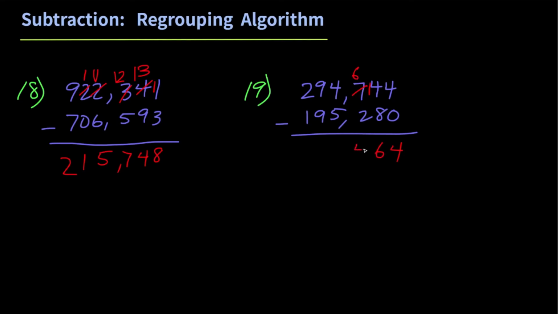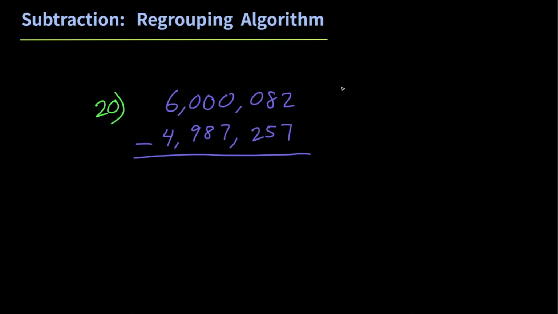6 minus 2 is 4. 4 minus 5, can't do it. I'm going to borrow and add. So 14 minus 5 is 9. 8 minus 9, can't do it, so I need to borrow. So I borrow 1, add 10. 18 minus 9 is 9. 1 minus 1 is 0, but I'm not going to put a 0 there because that would make it a leading 0. So the final result is 99,464.